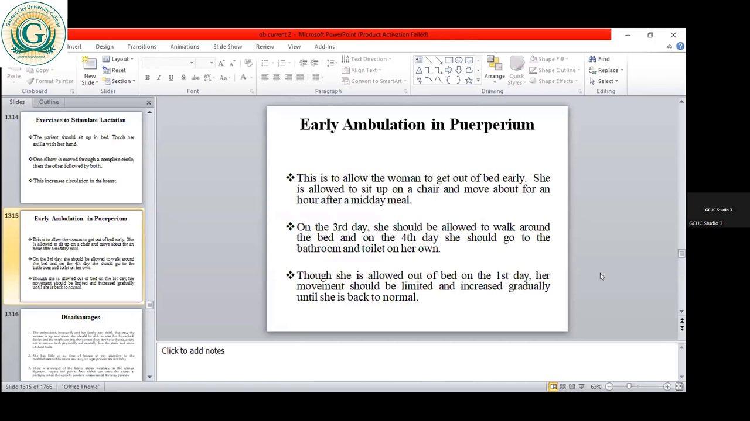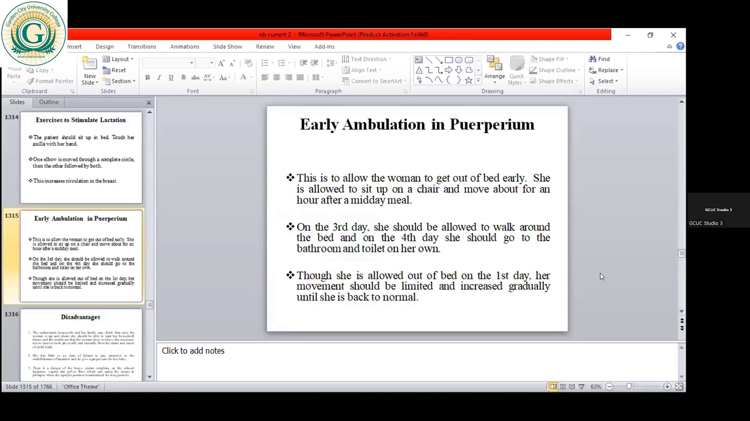This allows the woman to get off bed early. She's allowed to sit up on a chair and move about for an hour after midday. On the third day, she should be allowed to walk around the bed. And on the fourth day, she should go to the bathroom and toilet.